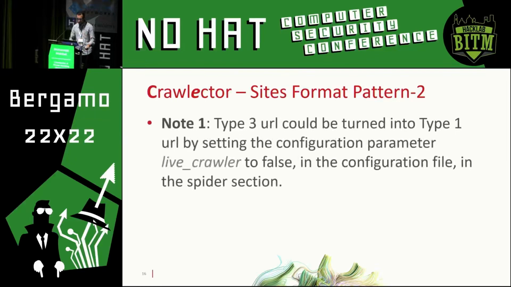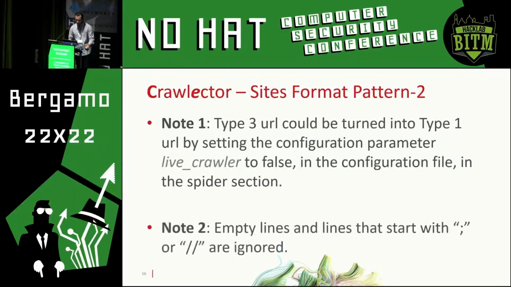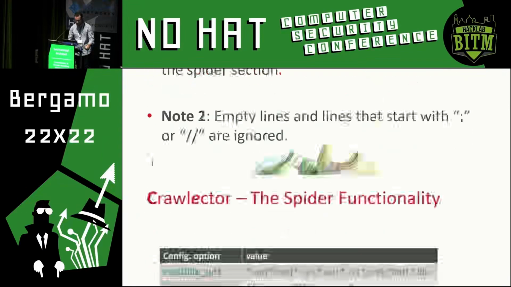Now, as part of the features, let's say you're using type 3 URL, but you want to use it as type 1, right? So you don't want to redo some of the work just to turn it type 1. I'm not talking here about one URL, in case you have thousands of URLs in the list of input. So this is in the configuration file. You can set a simple option to false, and then you've got type 1 URLs. And of course, it accepts comments and whatnot.